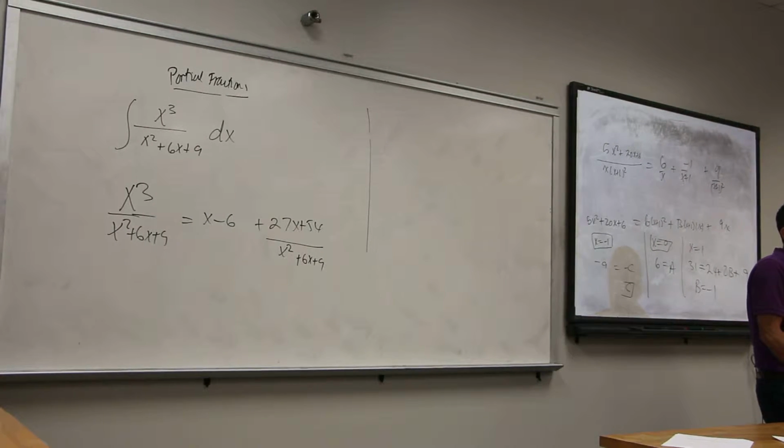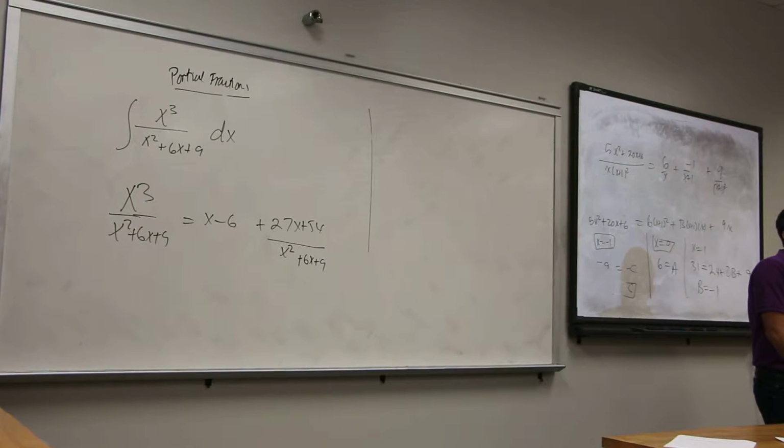What's the correct partial fractions? A divided by x plus 3 plus b divided by x plus 3 squared. Okay, go ahead and find your end.